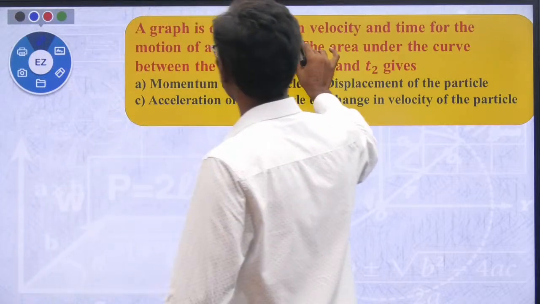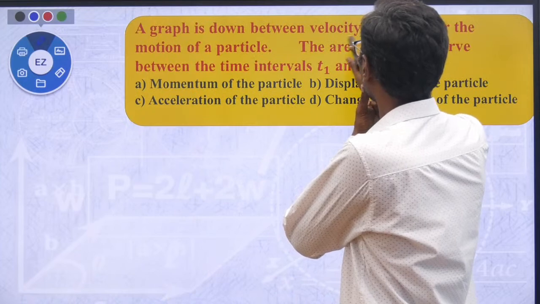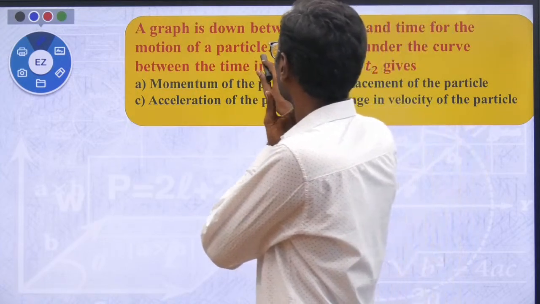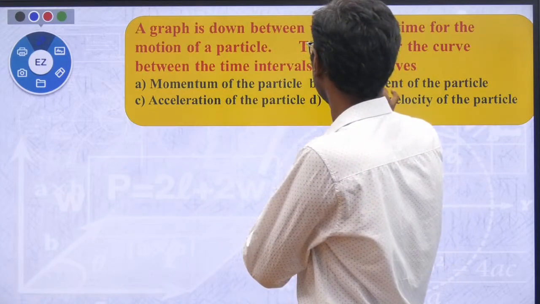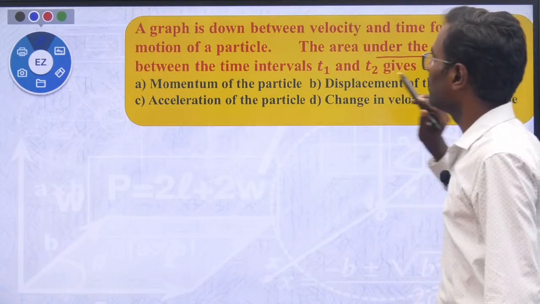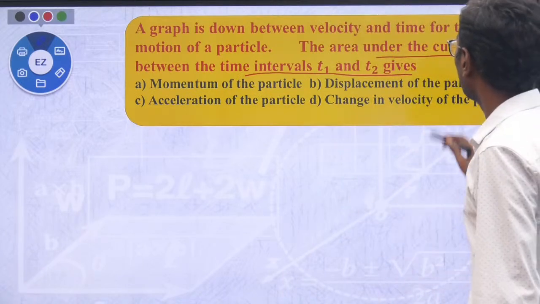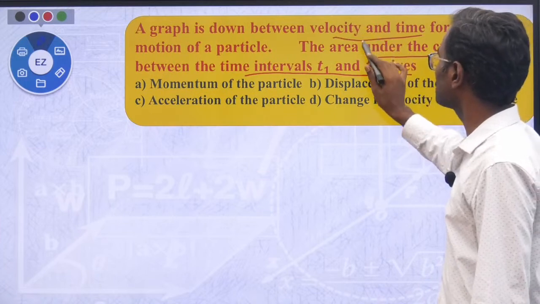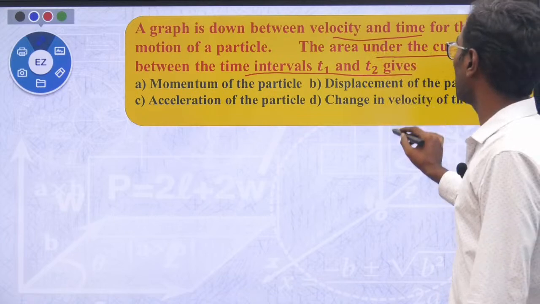A graph is drawn between velocity and time for the motion of a particle. The area under the curve between the time intervals t1 and t2 seconds. So what is it asking? The area under the curve between the time intervals. The graph is drawn between velocity versus time, so it is the area under the velocity-time graph.